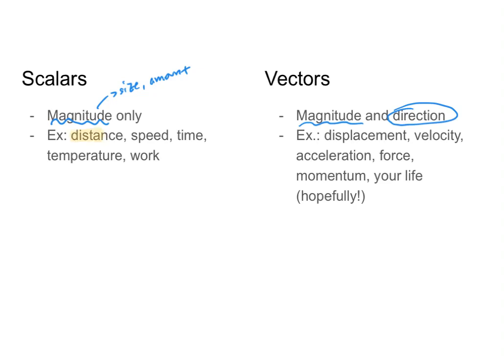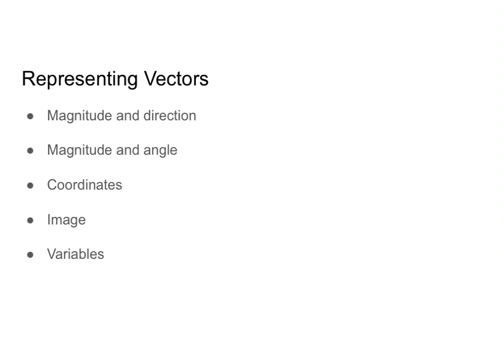In this unit, we're going to be focusing on distance, speed, time, displacement, and velocity. Though over the course of the year, you will be able to experience and study all of these different concepts. So let's go ahead and talk about how we can represent vectors, because you guys are probably used to representing scalars, since those are just numbers. So one way that we could represent vectors is by talking about their magnitude and direction in words. So for example, I walked 4 meters northwest, where 4 meters is my magnitude and northwest is my direction.